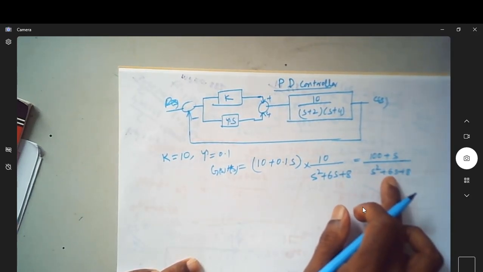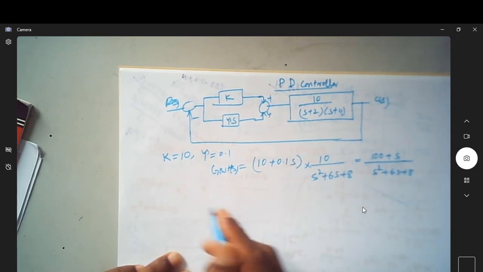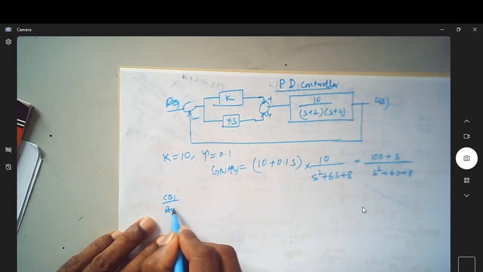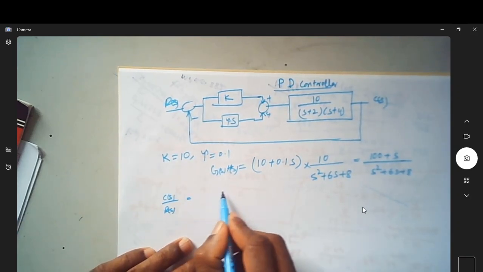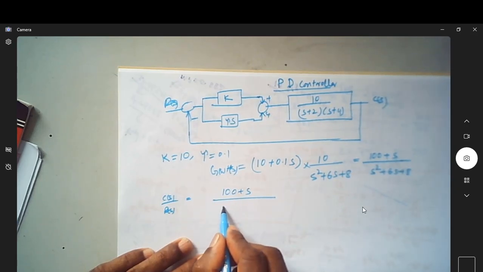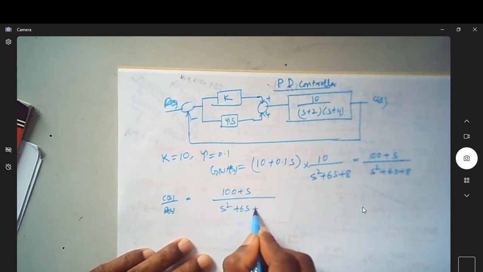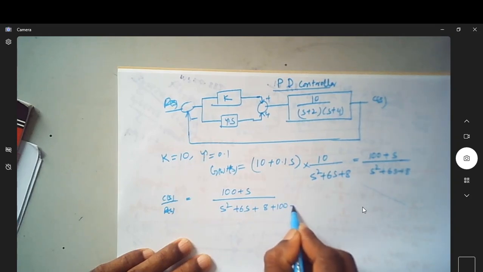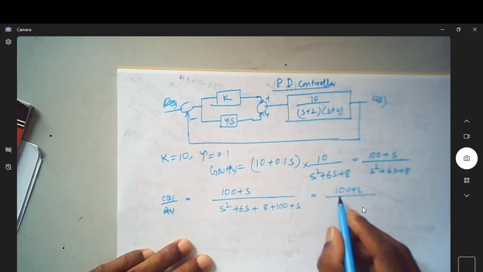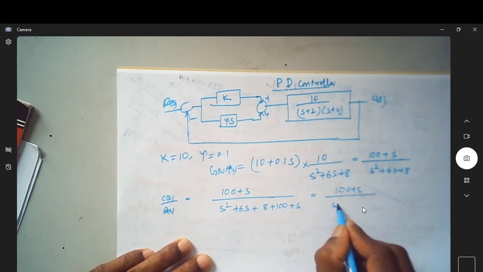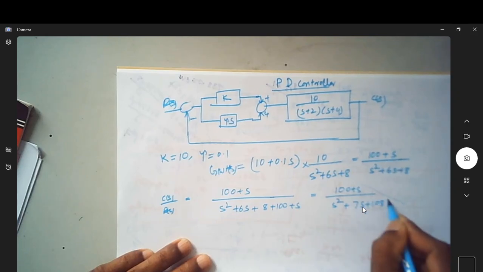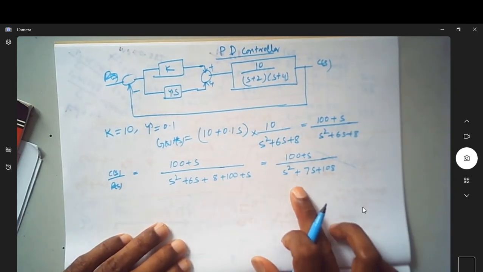If this is the open loop transfer function, how will its C(s)/R(s) look like? Is it not (100 + s) divided by (s² + 6s + 8) + (100 + s)? Is this not equal to (100 + s) divided by s² + 7s + 108? This is my transfer function.